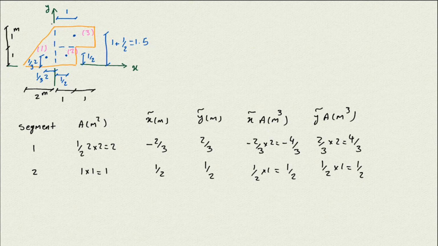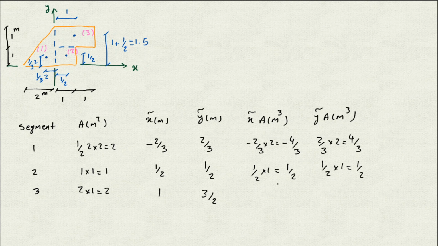And then we have the third segment here. The area of the third segment is going to be 2 by 1, so it's going to be 2 square meters. The location of its centroid in the x direction is going to be 1, and in the y direction it's going to be 1.5, or 3/2.